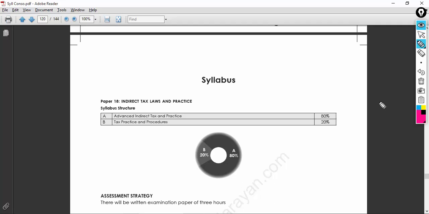Yeah. So having said that, the indirect tax paper has been split into two parts, which is 80% and 20%. 80 is given to advanced indirect tax, and 20% is given for tax practice and procedures. So difficult, right? So let's try.